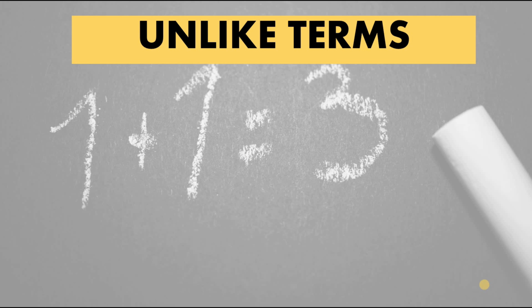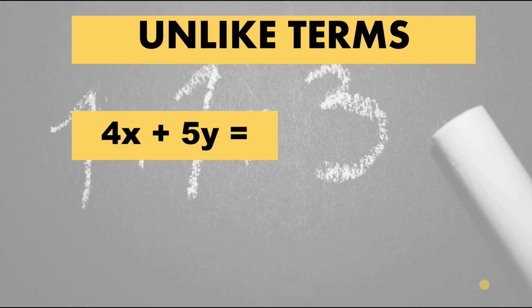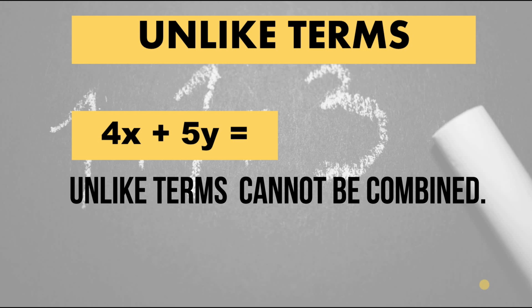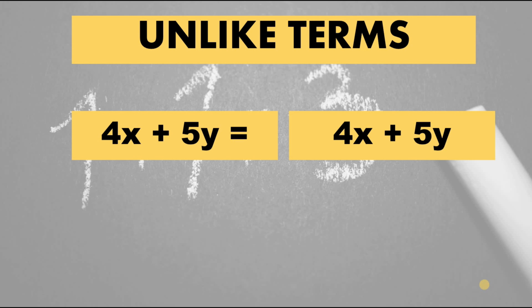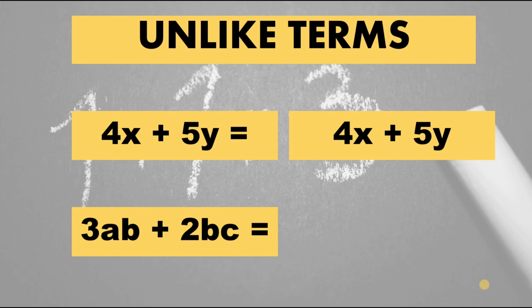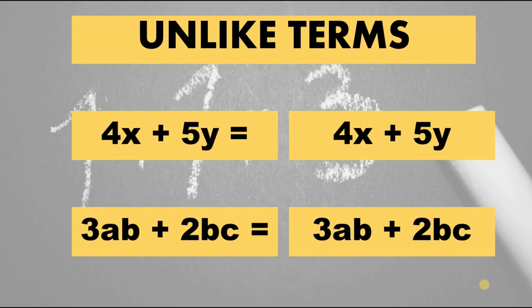So let's go to unlike terms. For example, we have 4x plus 5y. They are unlike because the variable components are not the same, they're different. Please remember, unlike terms cannot be combined, so we just simply copy them. In this case, we write 4x plus 5y. Another example, we have 3ab plus 2bc. Again, they are unlike because the variable components are not the same. We have ab and bc. So we simply write 3ab plus 2bc because they cannot be combined. We cannot combine unlike terms because their variable parts are different or not the same.